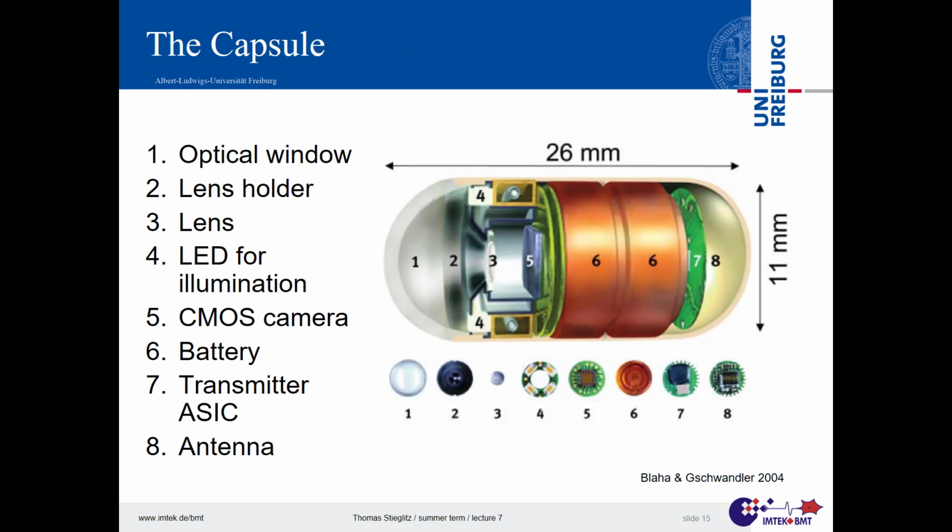And this is how it looks. Number 6 are the batteries, so there are small cells that you have. 8 was the antenna, 7 the transmitter with an application-specific integrated circuit. And then we had from the front part an optical window, lens holder, LED for illumination, CMOS camera in the middle. So that is the camera, here's the LED, there should be 4 around here.